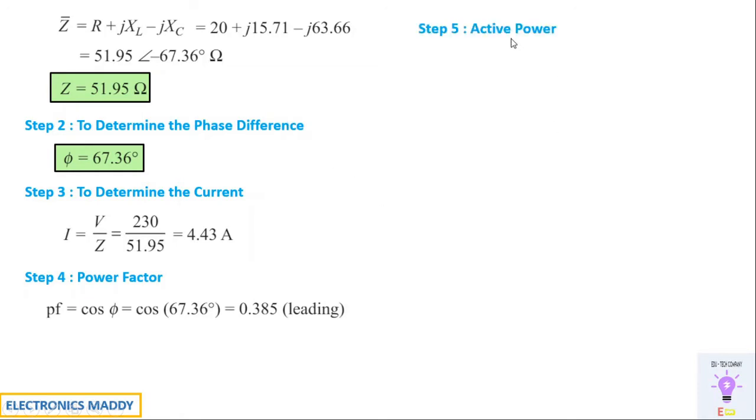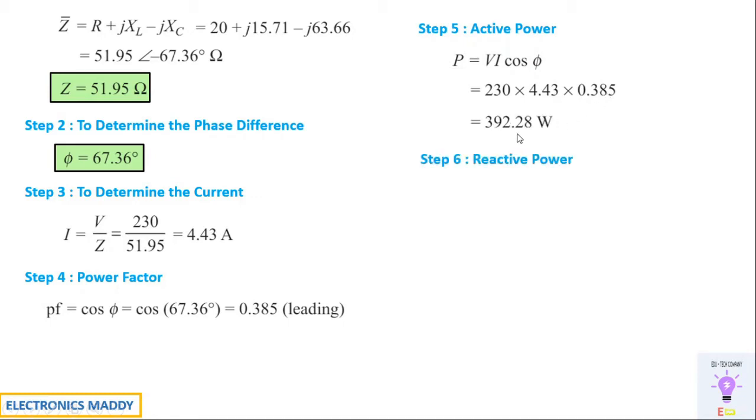Step 5 is to find the active power. The active power formula is given by P is equal to VI cos phi. So substitute the value of V, substitute the value of I. We know the value of cos phi as well. We'll be getting it as equal to 392.28 watt. Our final one to find out is the reactive power, that is given by the formula Q is equal to VI sin phi. So substitute the value of VI and sine of the angle phi. You'll be getting it equal to 940.39 volt ampere reactive, that is VAR. So this is the unit of reactive power.